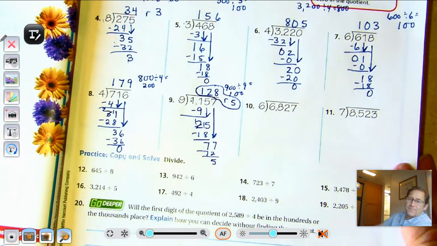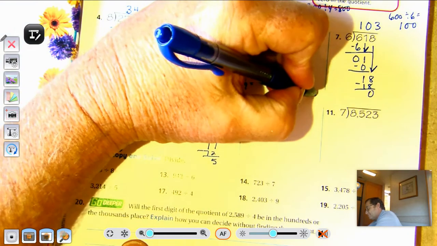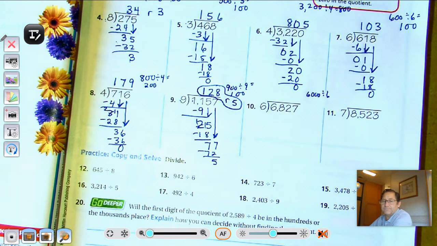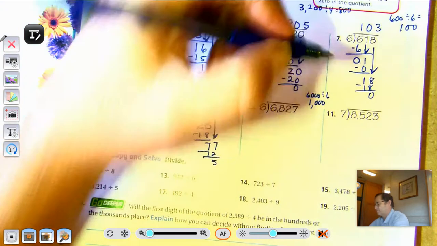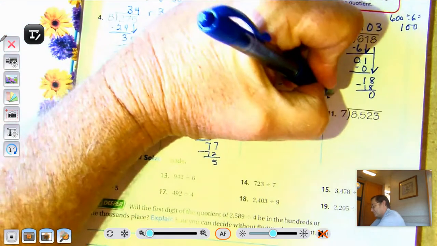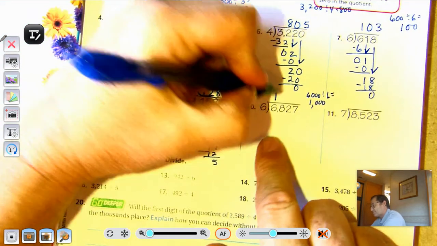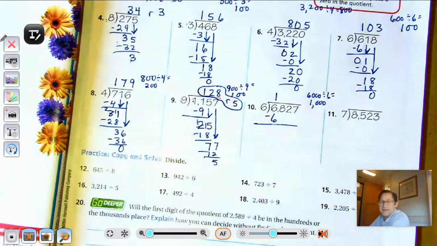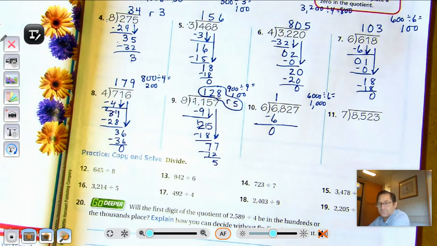Number 10, 6,827. Well, that's nice. 6,000 divided by 6. Right? 6 is a multiple of 6. So 6 times 1,000 is 6,000. So our first digit is going to be in the thousands place. 6 thousands divided by 6 is 1,000. 6 times 1,000 is 6,000. Subtract, we get 0 thousands left.